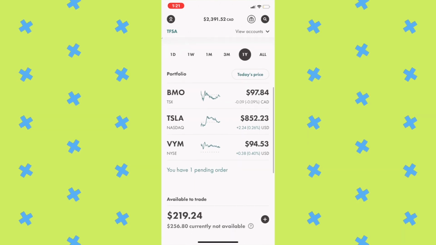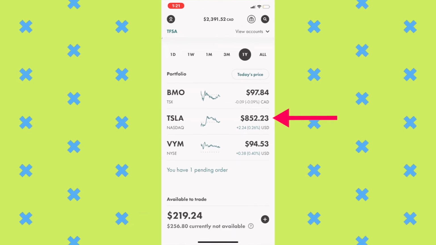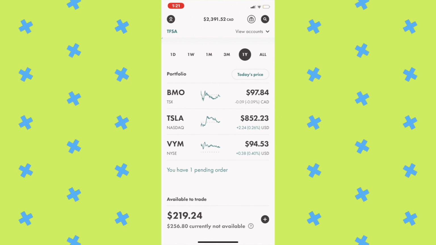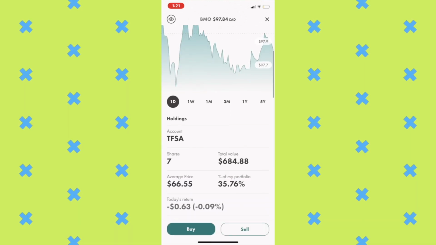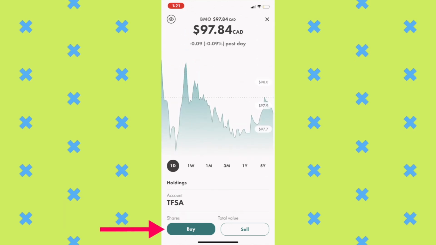Now let's go over how to sell a stock. So any stock you own will be under this portfolio section. As you can see, I own 3 stocks. And let's go to BMO. I currently own 7 shares. And as you can see over here, there's a buy and sell button. This will only pop up if you own a stock.